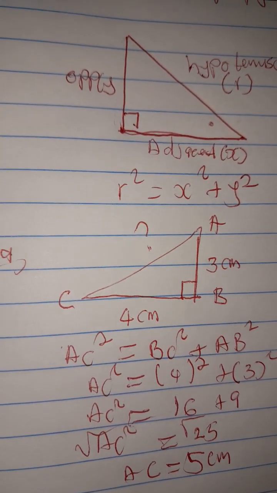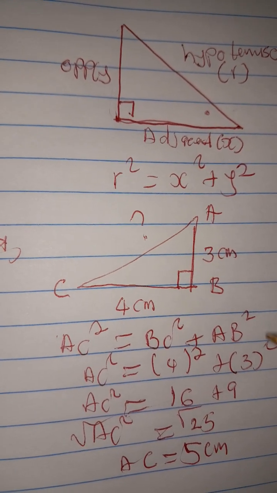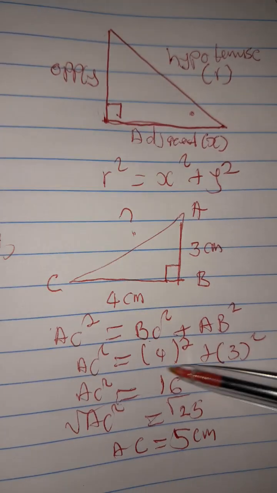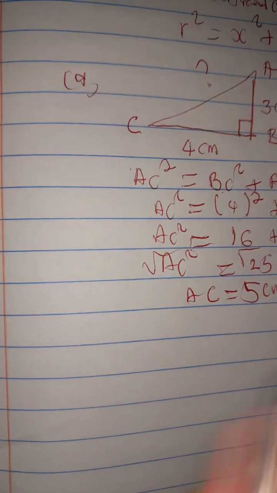And this is true, guys. You can prove that it's true, because 5 squared is 25, and when you add these two, you get 25. So we're still on the right track.